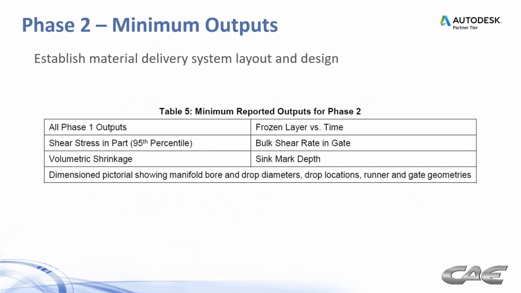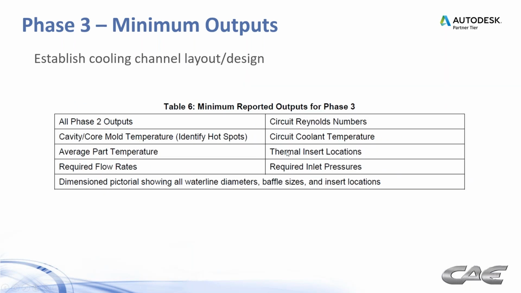Minimum outputs for phase 2, adding a few things. So it's everything that was in phase 1 plus this. Same with phase 3. Now we're adding more cooling type results.